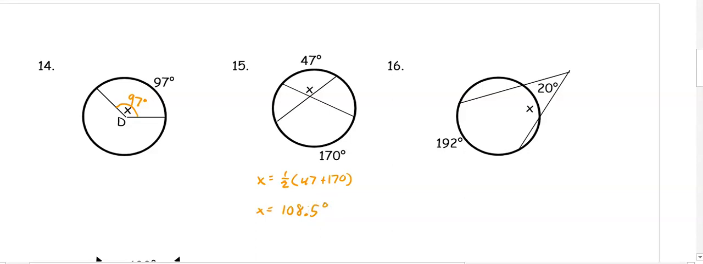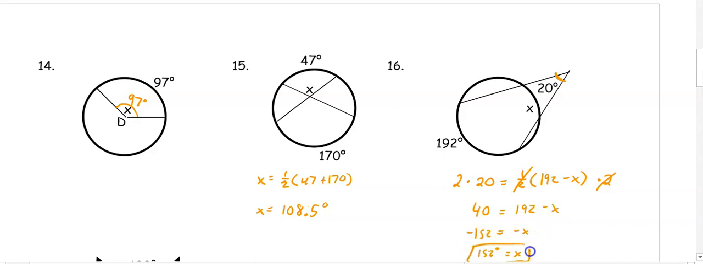In 16, when you have the angle outside the circle, you are subtracting. This time we know the angle. So 20 is equal to 1/2 the arc that's further away, 192 minus x. To get rid of the half, we can multiply by 2 on both sides. So the half and the 2 cancel out. We get 40 equals 192 minus x. We can subtract 192 from both sides. So negative 152 equals negative x. So we get x is 152 degrees.